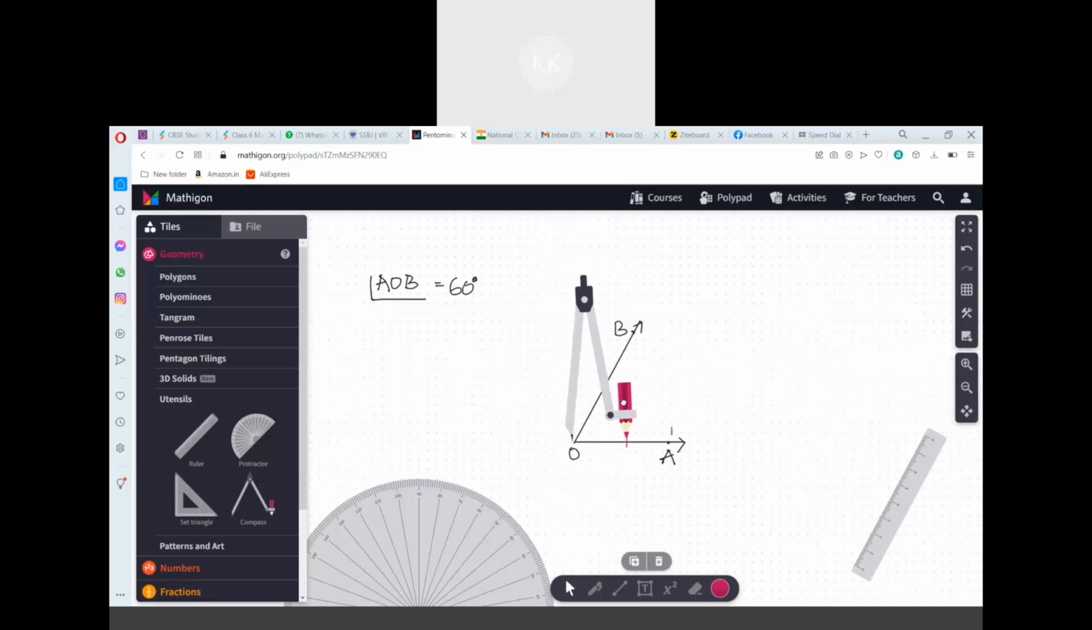I am going to make an arc from here so that it cuts these two rays. With the same length, I have to place it at this particular point and cut an arc. At this also I am going to cut an arc. So these two arcs intersect at a point.